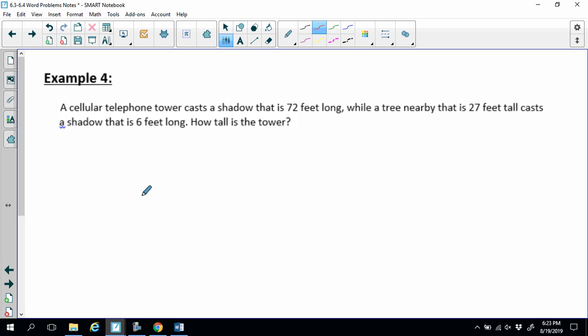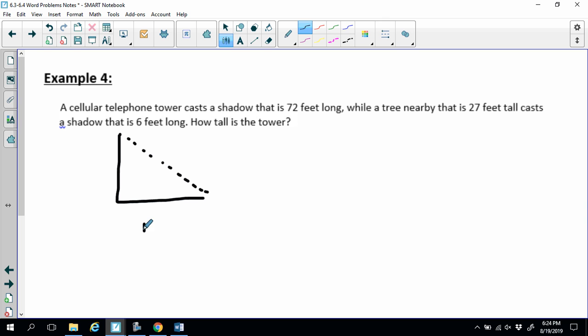Now just to let you know, when you have these things, you're really going to create a triangle. That's kind of the easiest way to get your answers here. So the telephone tower, it says it casts a shadow that is 72 feet long. Now, of course, a cellular telephone tower or anything is going to be going up and down, right? How tall is the tower? Now, we're going to say horizontally, that is our shadow. And so here we can connect these two lines with the line that goes down here to make a nice triangle.